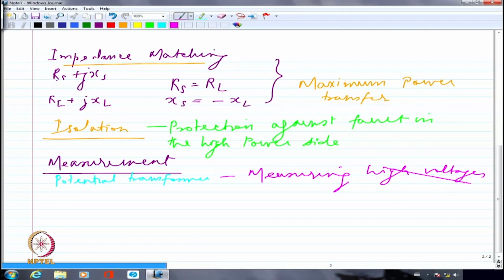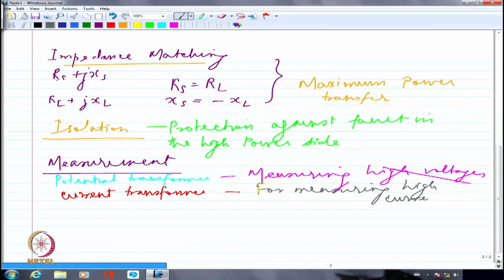Similarly, I may have a current transformer which will bring down the current value so that it falls within the ammeter range. So this is essentially used for measuring high currents. But obviously this can be done only for AC measurement. It cannot be done for DC measurement. Obviously, it is only for AC measurement.